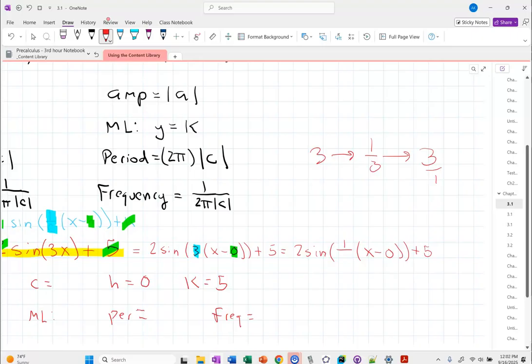Yeah. So that's what I'm going to do here. I'm going to do the reciprocal of the reciprocal, because that doesn't change the value of 3. It just stays 3, right? So I'm going to have 1 over 1/3, the reciprocal of the reciprocal. So what I have then is that I can see that the C is 1/3.